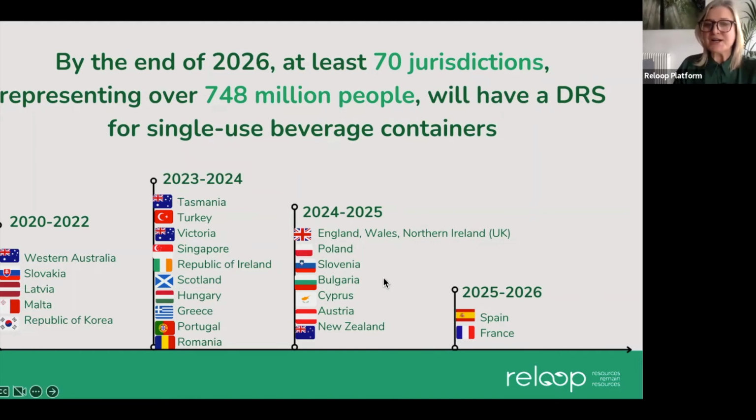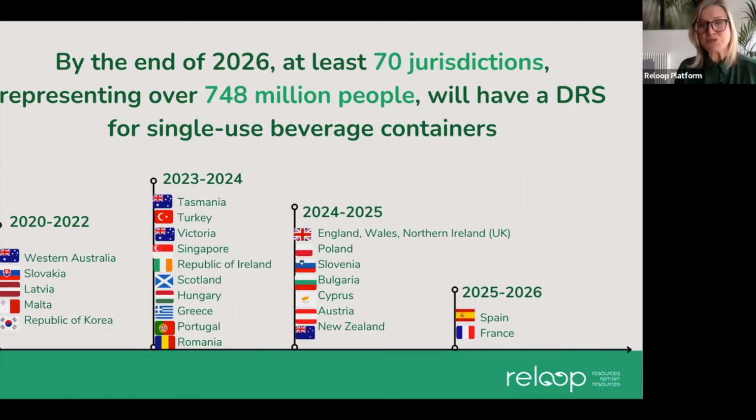and Austria, New Zealand, and I even have here in our timeline both Spain and France, where they have legislation in place that says that if those countries do not meet a certain separate collection for recycling target by a certain year, they will have to automatically introduce a deposit system.